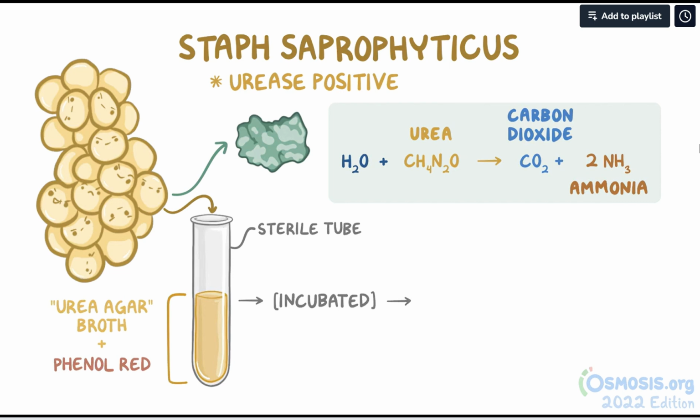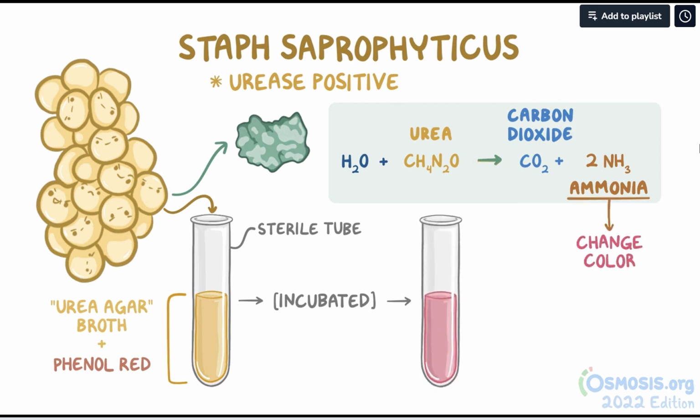So, with Staph saprophyticus, urease makes urea dissociate into carbon dioxide and ammonia. Ammonia then makes the mixture change color, from orange-yellow to bright pink. This doesn't happen with urease-negative gram-positive cocci, like Streptococcus pneumoniae or Enterococcus faecalis.